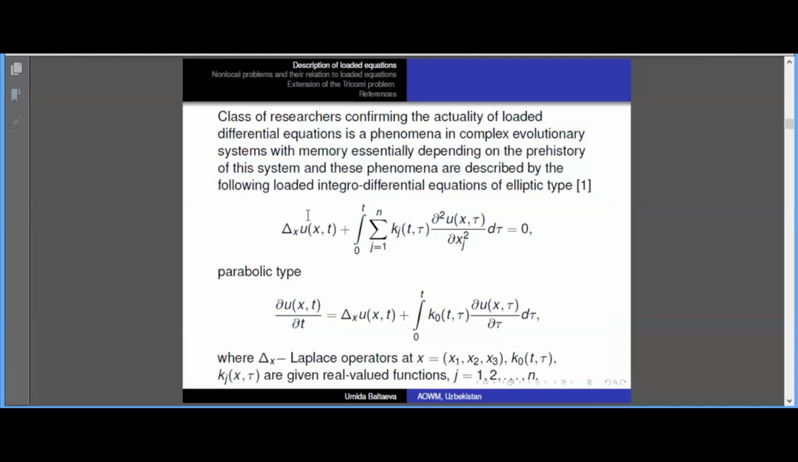For example, a lot of researchers confirm the actuality of loaded differential equations. For example, phenomena in complex evolutionary systems with memory, essentially depending on the prehistory of the system. This phenomenon is described by the following elliptic type equation or the following parabolic type equation. Here delta is the Laplace operator. This is the main part, the partial differential operator. The next part is the loaded part. Here is u(x, tau), where tau is integrated from 0 to t. This is a parabolic loaded partial differential equation.